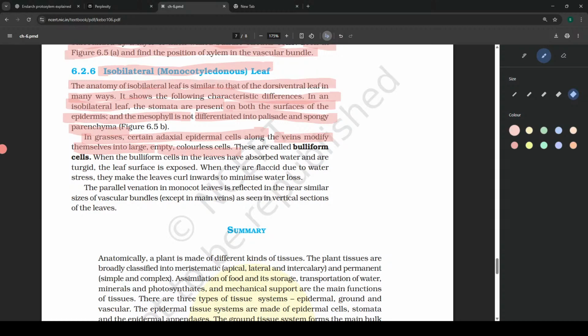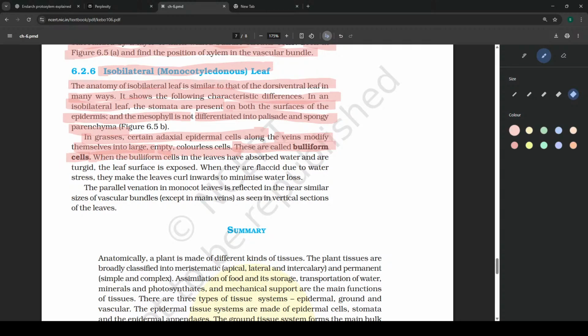And next information, in grasses, certain adaxial epidermal cells along the veins, the above surface epidermal cells, get modified. What do they get modified into? They get modified into large, empty, colorless cells. These colorless, empty cells are called bulliform cells.